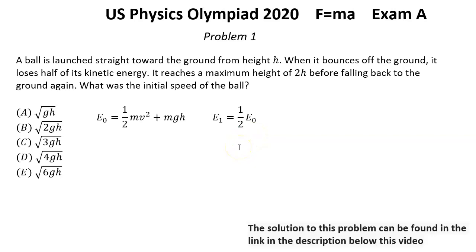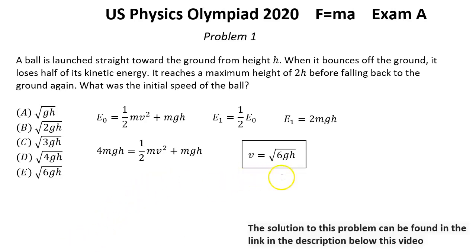After that it reached the height 2h. So it means that this energy equals 2 mgh. Now we can write the total expression for this energy. That will be 4 mgh equals 1/2 mv square plus mgh. From here we can find what was the initial speed. That was square root of 6gh. That's answer E, and that was the solution for problem number 1.